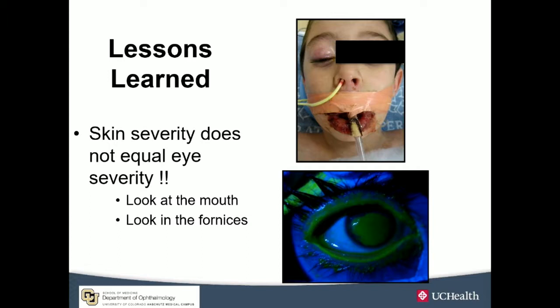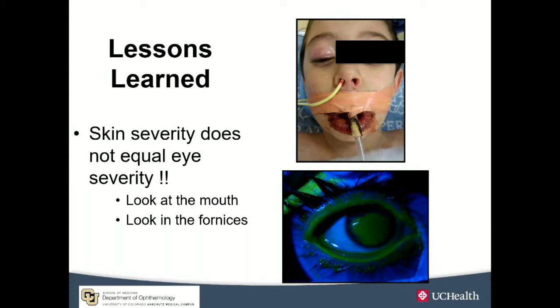I've already mentioned this child, but he may have had erythema multiforme major because he just had some blistering on his hands and feet, but he had really extensive mucositis in his mouth to the point where he couldn't eat. He was having breathing trouble. So he was on a feeding tube and intubated. And so he couldn't tell you if his eyes were bothering him, but you can see that he had extensive sloughing, and that both eyes looked that way.